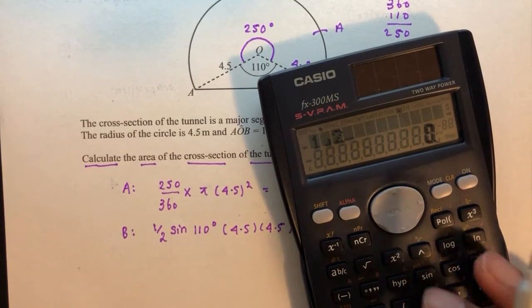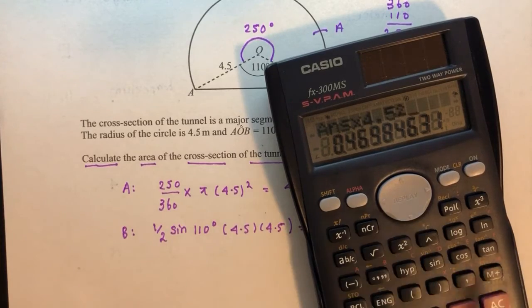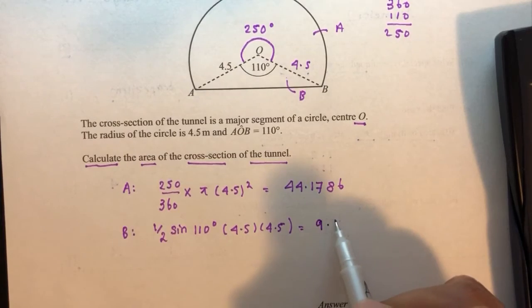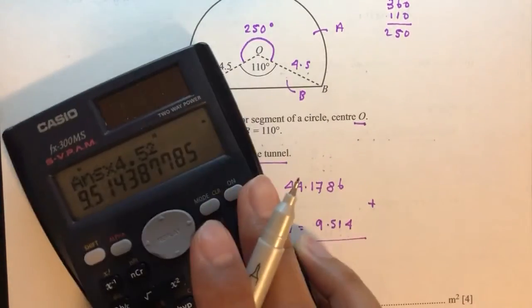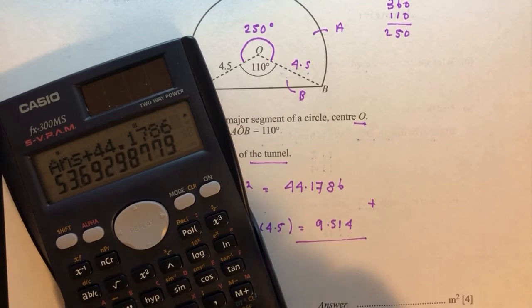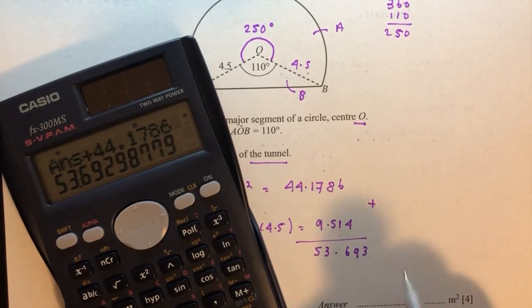So half sine of 110 times 4.5 squared, that will be 9.514. So you have to add both to find the area of cross section. That will be plus 44.1786. That will be 53.693. So 53.7 will be your answer for cross section area.